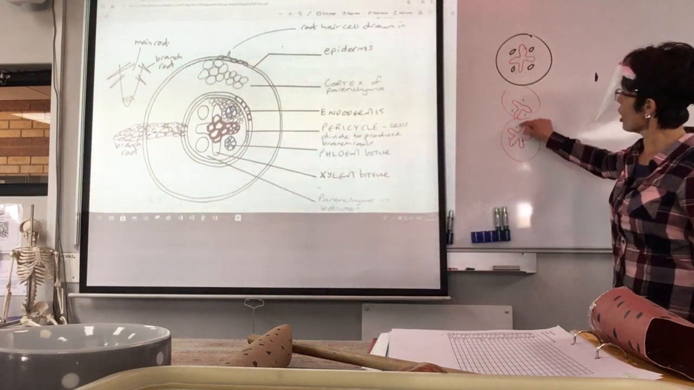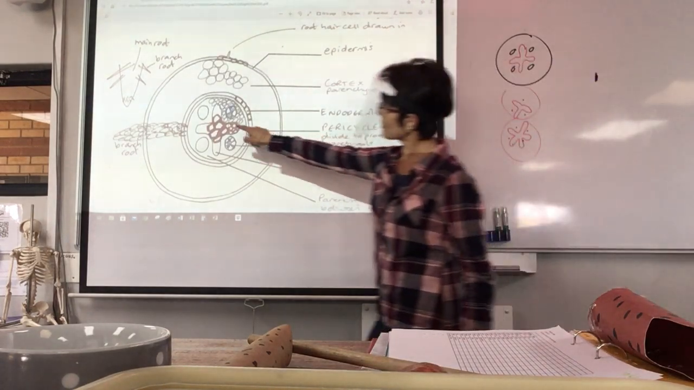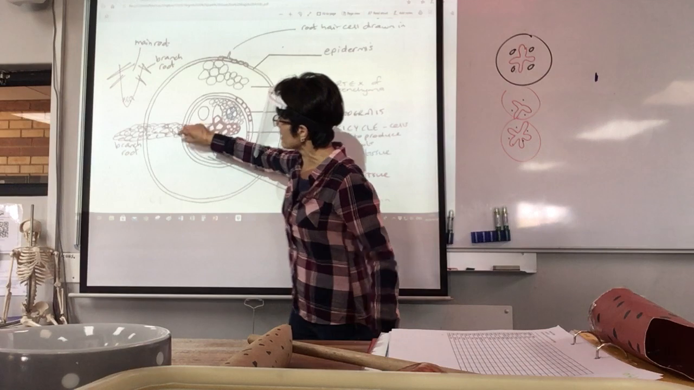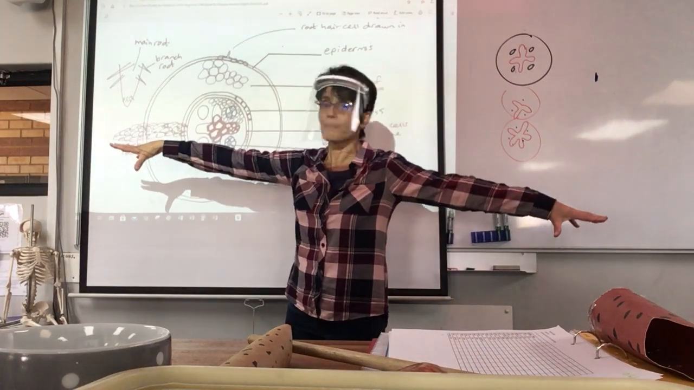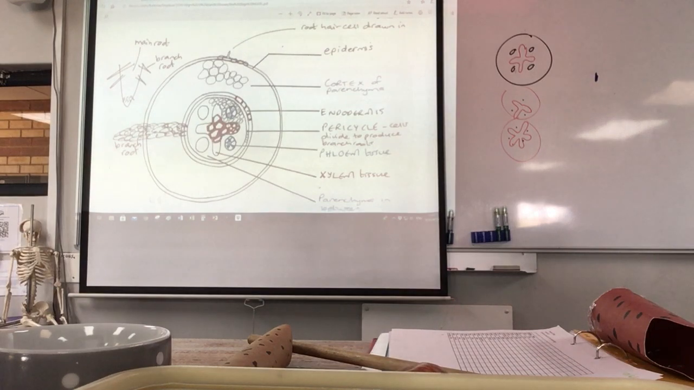And the number of arms of the xylem could be different. Oh, there's the branch roots. I was showing how the meristematic cells can grow and make a big branch root to help stabilize the plant. All right, guys.